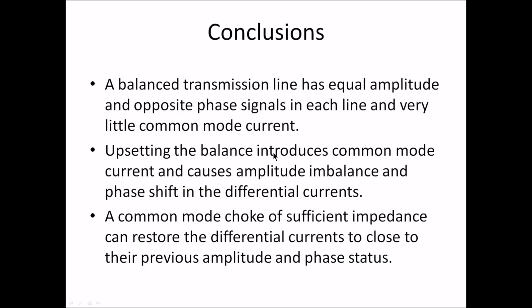So in conclusion, we see that a balanced transmission line has equal amplitude and opposite phase signals in each line and very little common mode current. Upsetting the balance introduces a common mode current and causes amplitude imbalance and phase shift in the differential currents. However, a common mode choke of sufficient impedance can restore the differential currents to close to their previous amplitude and phase status.